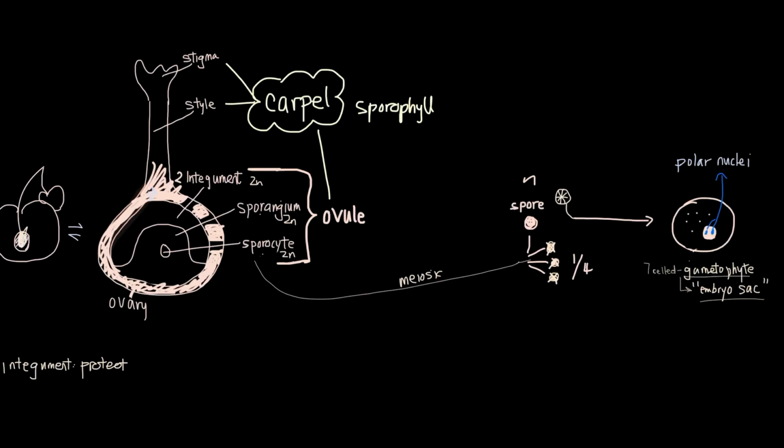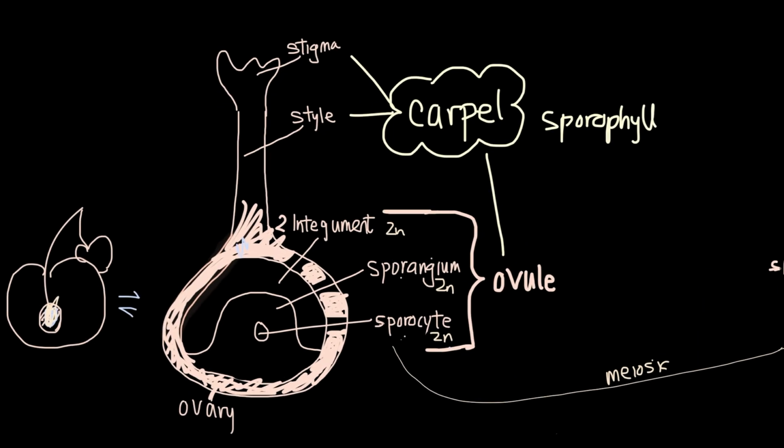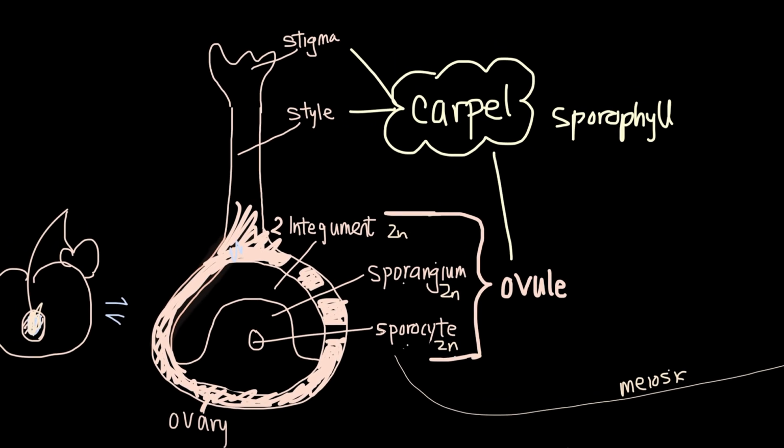Today we're going to talk about the female reproductive structure in an angiosperm, that is a flowering plant. And we'll compare the structures and the processes with the alternations of generations. My biggest tip would just be to get the big picture. So first of all, the female reproductive structure in an angiosperm is the carpel.